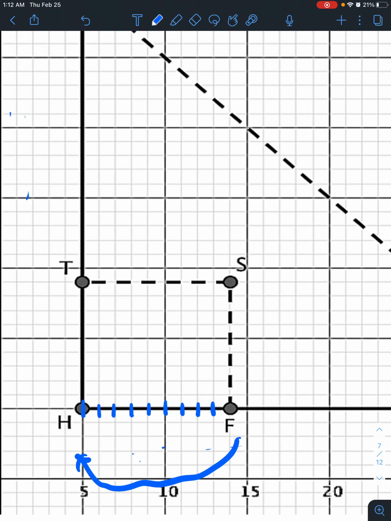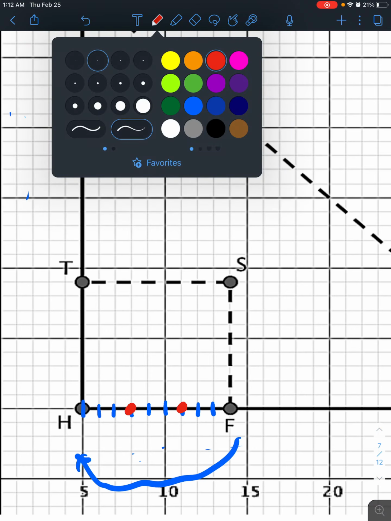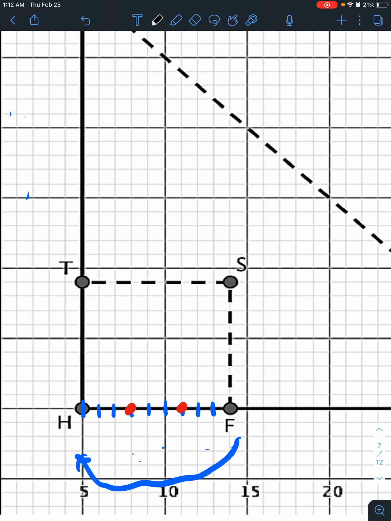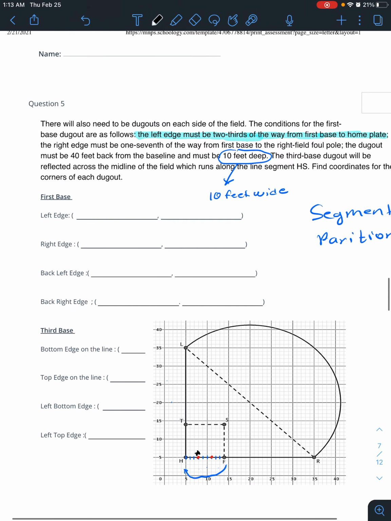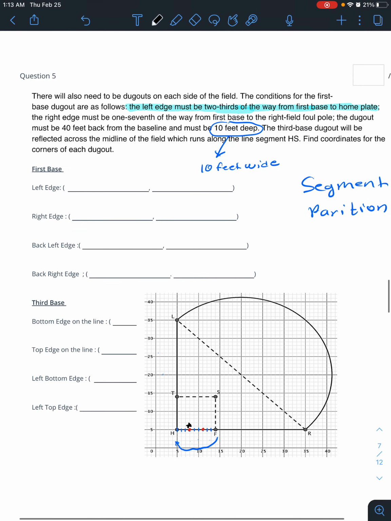So when I look at this and I think of 2/3, I know I need to split it up into thirds. And I know the point that I want is this one right here, because that point is 2/3. Before I did that, I just split it up into threes, as you can see. But the first instruction was that we wanted to do 2/3 of the way from home base, and that was the left edge of our home plate.